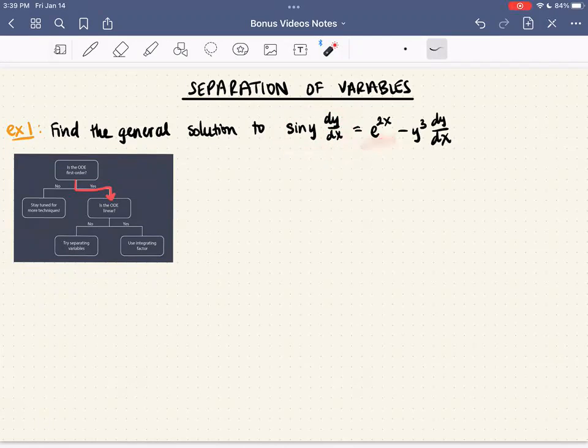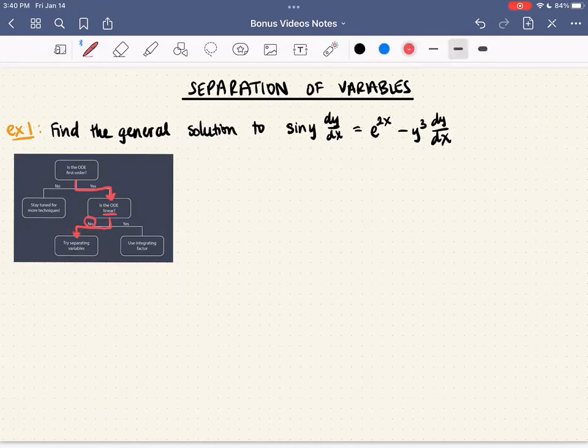This term is a linear term. I mean, it only involves x, so we don't really worry about it. But this term over here is also nonlinear. We have a y cubed that by itself would be enough to be nonlinear, but we're also multiplying it by dy/dx, so extra nonlinear. So is the ODE linear? No. We're going to follow this branch, and we're going to use separation of variables.